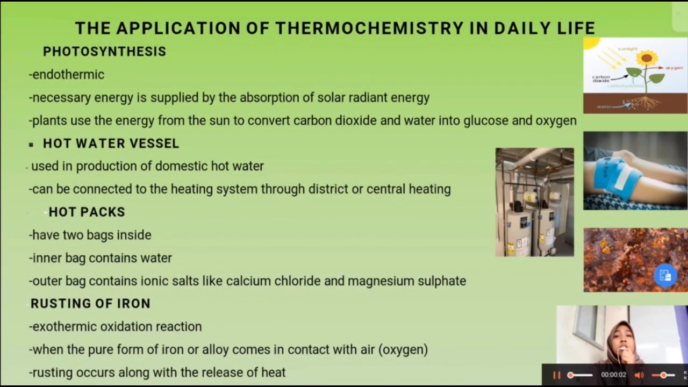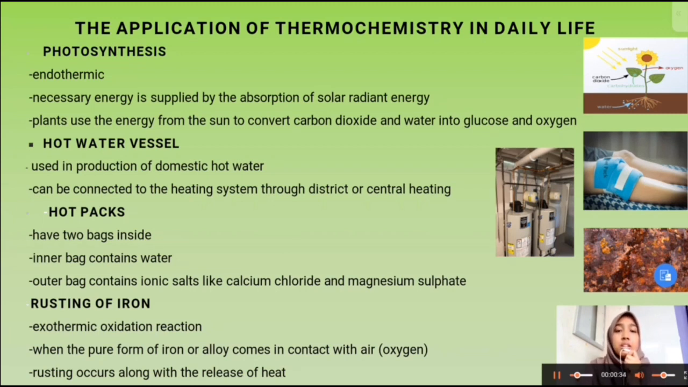Today I will explain about the application of thermochemistry in daily life. Firstly is photosynthesis. Photosynthesis is an endothermic process and the necessary energy is supplied by the absorption of solar radiant energy. Plants use the energy from the sun to convert carbon dioxide and water into glucose and oxygen. Then the process becomes exothermic, so two reactions happen in one process.